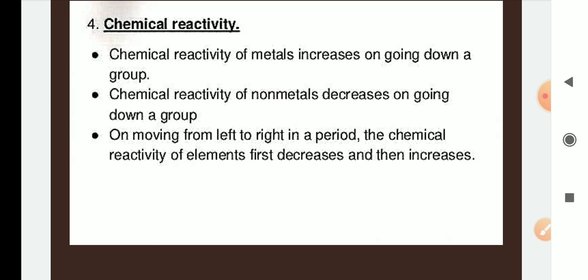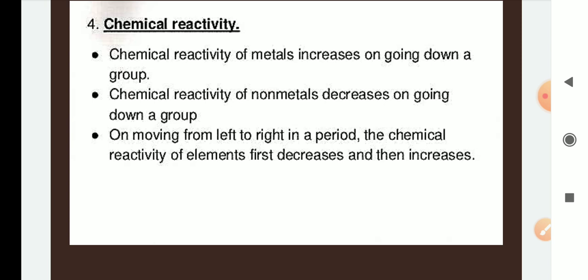Next, chemical reactivity. If we consider the case of metals, it increases as we come down the group because the tendency to lose electrons increases. Example, lithium less than sodium less than potassium less than cesium, if we consider the first group. In non-metals, chemical reactivity decreases as we come down the group because the tendency to gain electrons decreases.